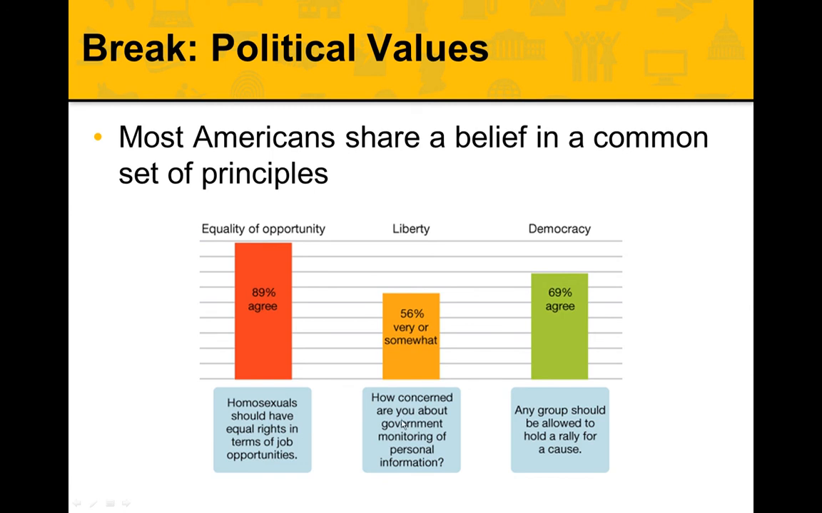How concerned are you about government monitoring your personal information? This deals with the liberty issue. 56% were very or somewhat concerned about that. Any group should be allowed to hold a rally for any cause. This is the idea of democracy, and 69% of people agreed. So you can poll just about anything you're interested in terms of politics. All right, we'll continue talking about public opinion in the next lecture.